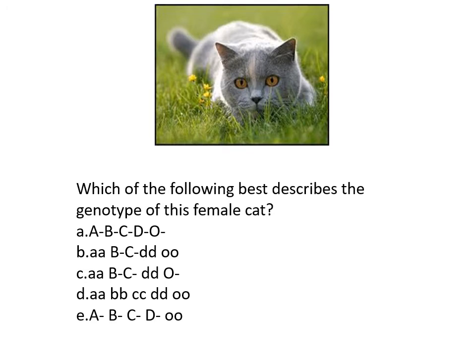Okay, which describes the genotype of this female cat? Well, you can see that she's gray, and you can also see that she's not a Goody. So we're going to look for the little D's and the little A's. So she's not a Goody, so she's little A for sure. She's certainly little D. She's not calico, so she has no orange. Both of her alleles must be the black allele, so she must be little O. So the only one that fits here is the B, I think. Little A, big B, big C, little D, little O. The rest don't work. Yes, the answer is B.